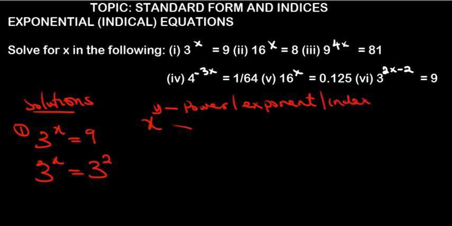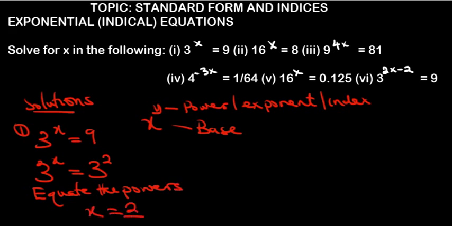The base remains the same. From here we could see that 3 is the base. We have 3 here as the first base and 3 as the second base. And once the bases are equal, what we are going to do is equate the powers. In doing so, we could see that x is equal to 2. And that's how we solve that question.